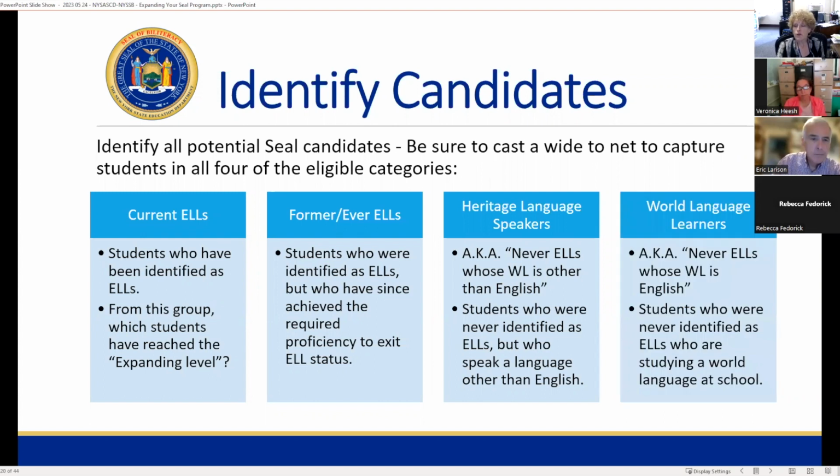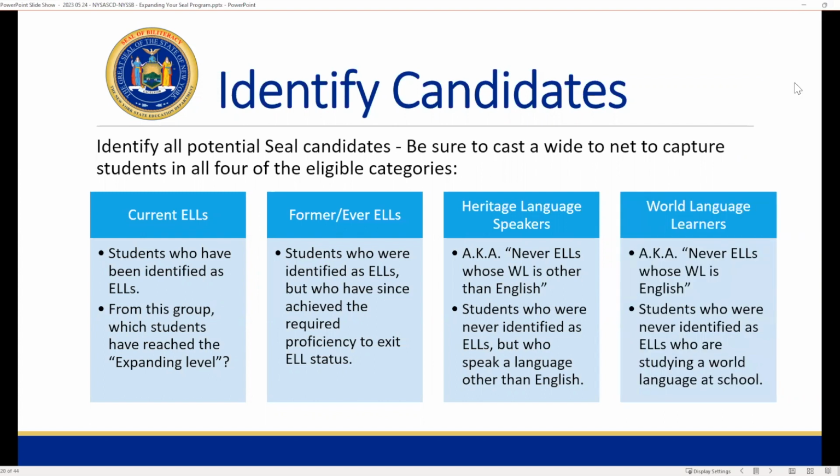And then finally, we have our last group of students. These are our world language learners. They are never ELLs whose world language or home language is English. These students were never identified as ELLs and are studying a world language at school.